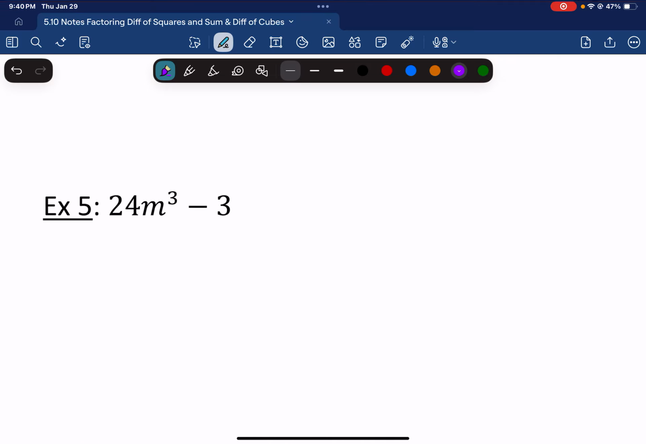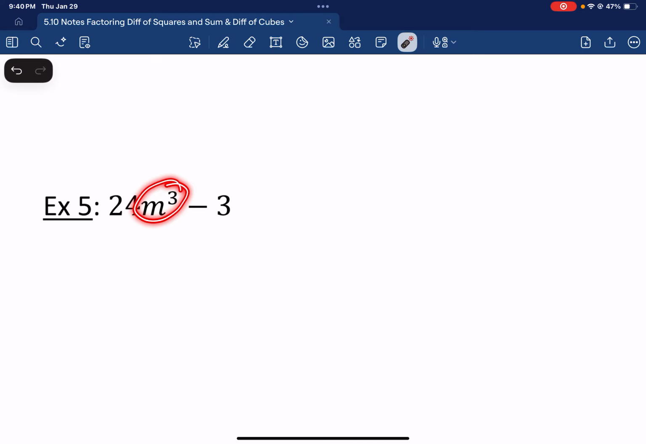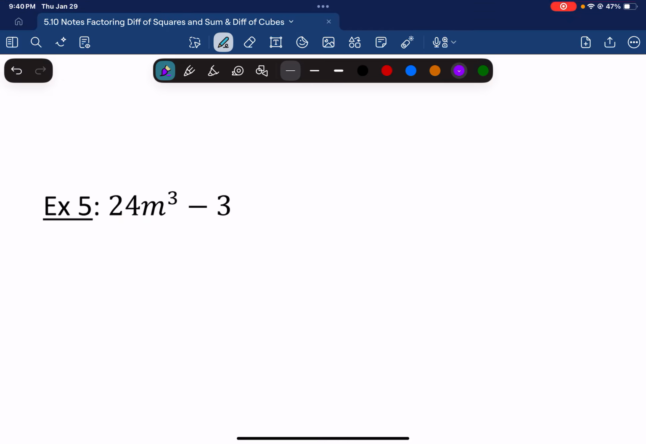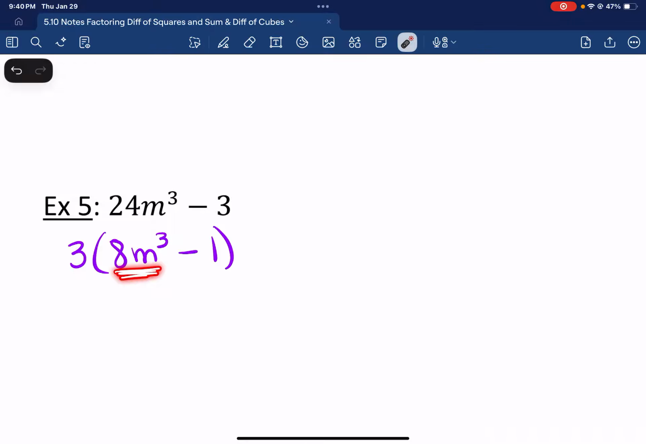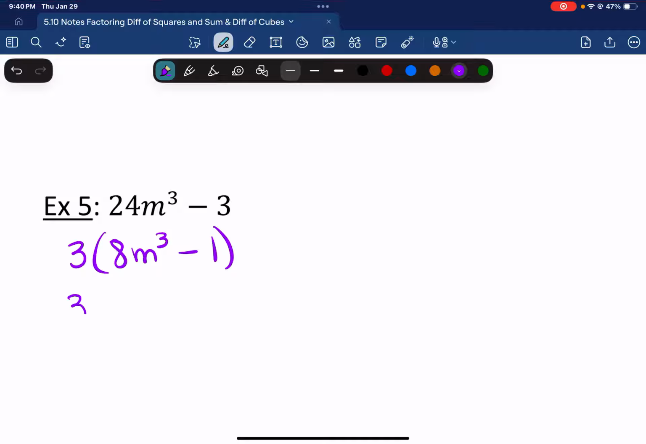All right, let's do example 5. We have 24m to the third power minus 3. So I see that the m cubed here lets me know this is a cubic term, but look at 24 and 3. Those have a GCF. They have a greatest common factor of 3. So let's factor out the 3, and we're left with 8m cubed minus 1. And holy goodness, 8m cubed is a perfect cube, and so is the number 1. So here we go, 3. We have a binomial factor and a trinomial factor.